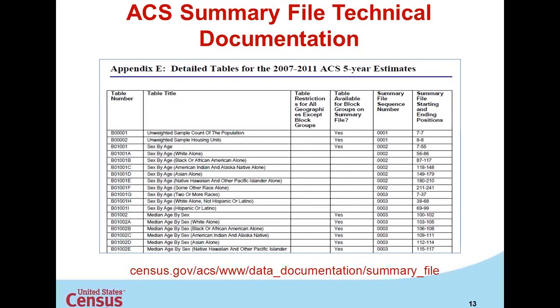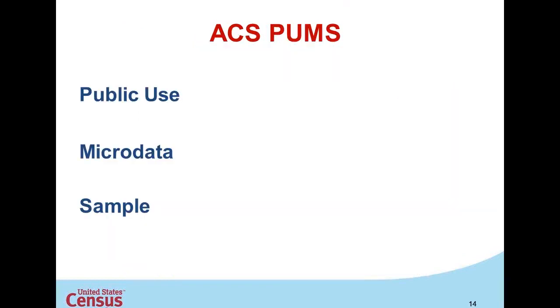The ACS Summary File technical document contains information on how to use the Summary File to access your tables of interest. Appendix E of the technical documentation shown here provides a list of all detailed tables contained in the summary file and which of those tables are available at the block group level and which are not. Another way to access ACS estimates is by using the ACS Public Use Microdata Sample, or PUMS.